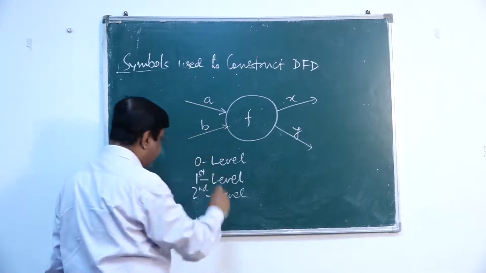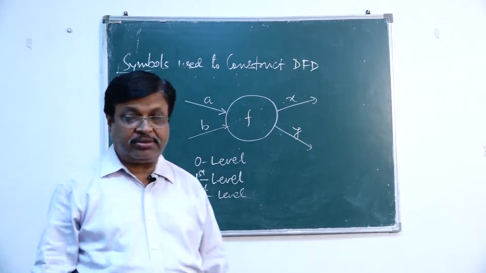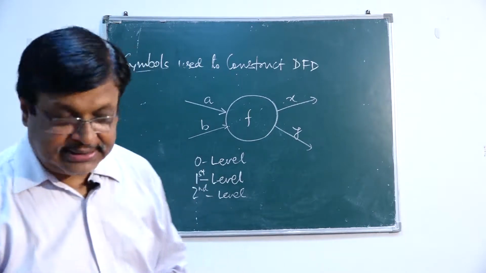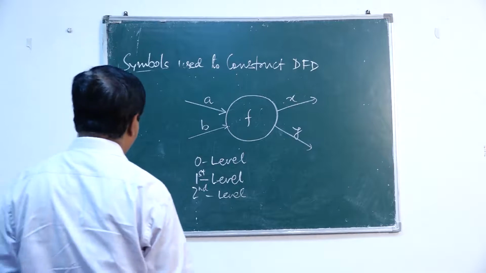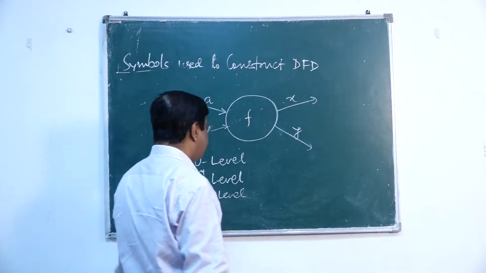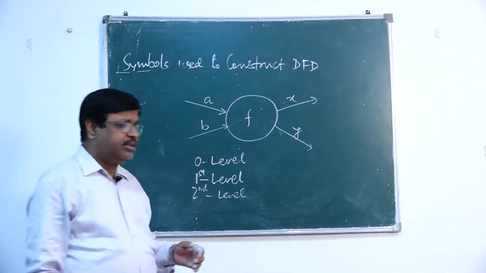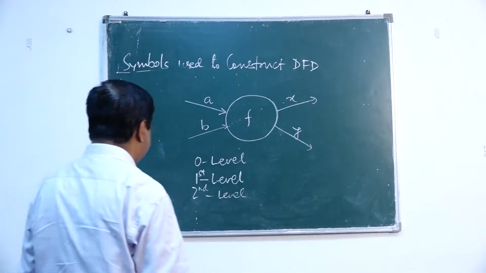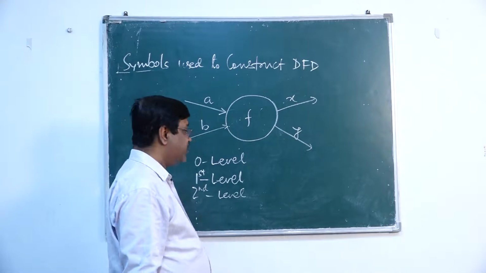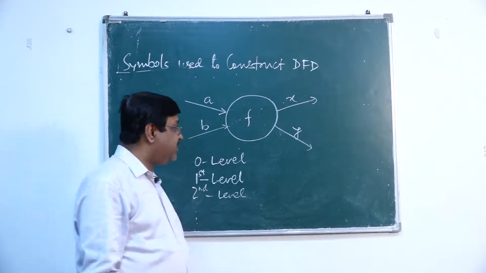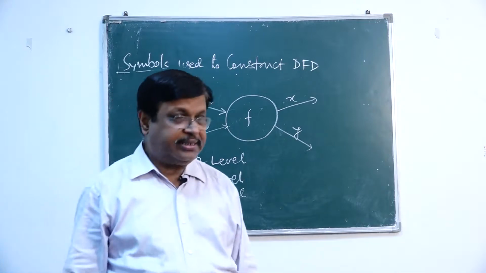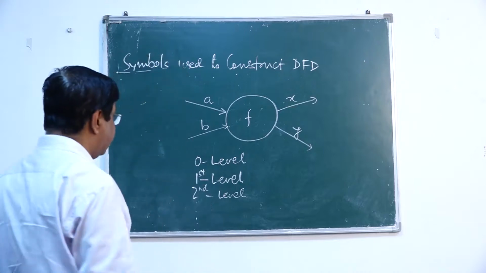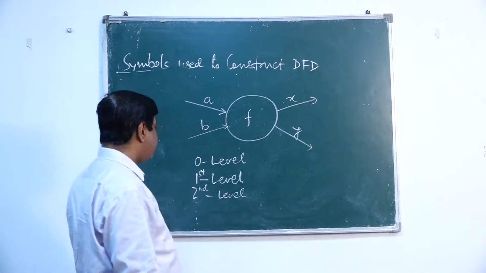and so on. There is no limitation up to what level you can go, but it is suggested to go up to 2 to 3 levels, because beyond that the engineers become exhausted, they don't go beyond the third or fourth level. So, normally in examinations it is asked to draw the DFD up to second or third level.